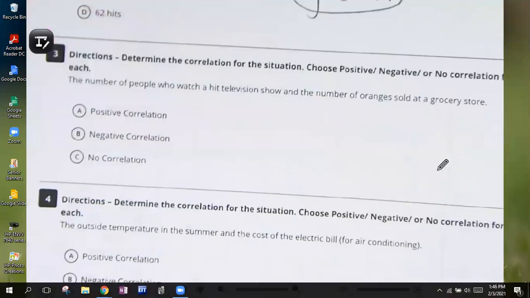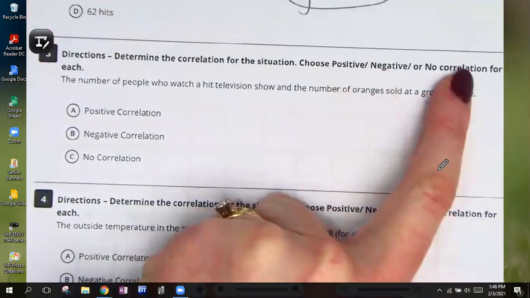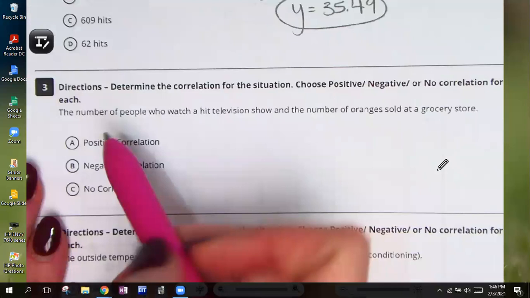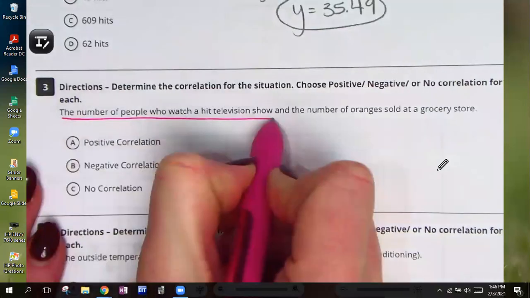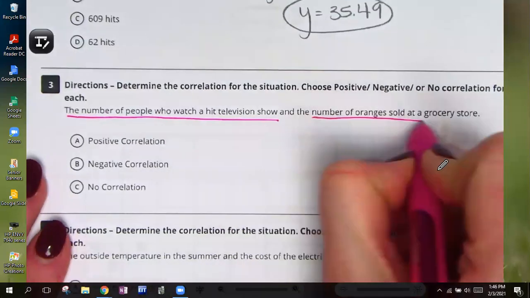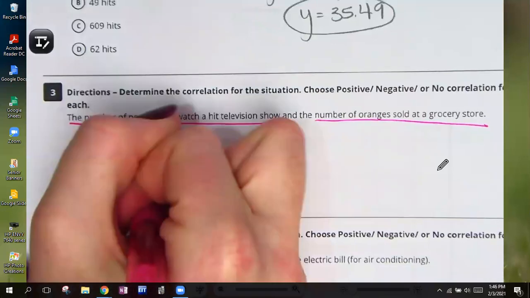All right, this one wants you to describe the correlation based on the situation as either positive, negative, or no correlation or connection at all. So right here we have the number of people who watch a hit television show and the number of oranges sold at a grocery store. Okay, so let's say we all have the Bachelor on. So many thousands of people are watching The Bachelor, okay? Is that going to affect how many people go and buy a bunch of oranges at the grocery store? No, okay? So that has no correlation.